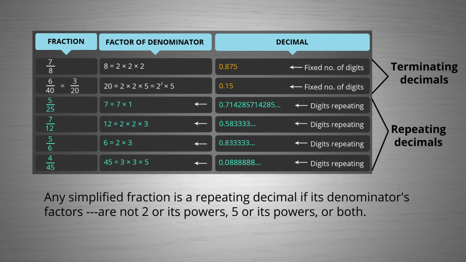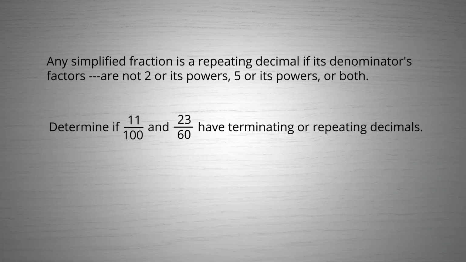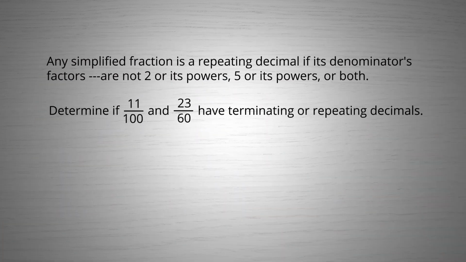Thus, any simplified fraction is a repeating decimal if its denominator's factors are not 2 or its powers, 5 or its powers, or both. Let's use this conclusion to determine if these two fractions have terminating or repeating decimals.